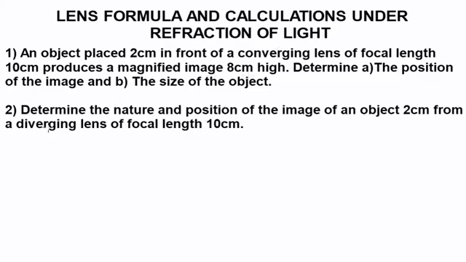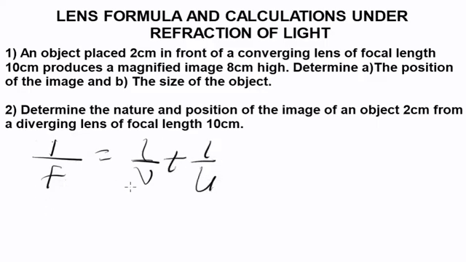So for this question, let's first of all bring out the parameters, and take note of the lens formula. Note that for a converging lens or a convex lens, the focal length is usually positive, whereas for a diverging lens or concave lens, the focal length is usually negative. In this question, a converging lens is involved, so our focal length will be positive. The lens formula is 1 over f equals 1 over v plus 1 over u, where f is focal length, v is image distance, and u is the object distance.